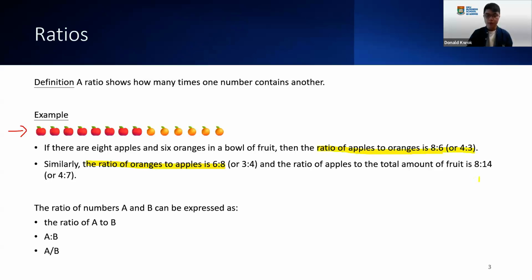For a ratio of numbers a and b, it can be expressed in the following ways. The ratio of a to b in words; a colon b, which might be the form that we often see in mathematics; and the last one is a divided by b in a fractional form. So this is how we can express ratios, and this is what I would like to briefly go through about the mathematical concept of ratios.